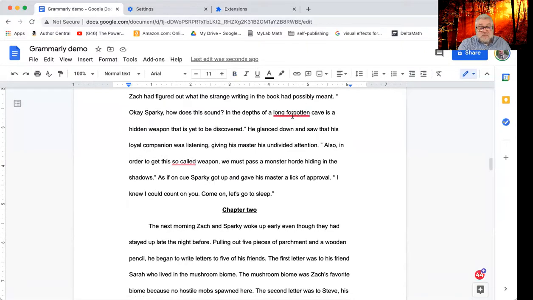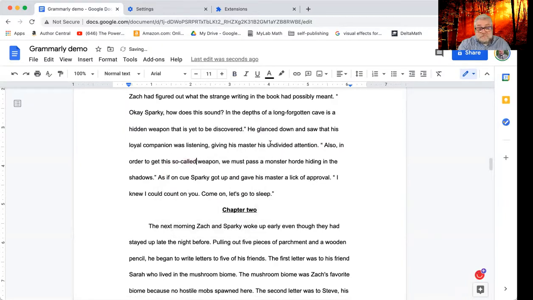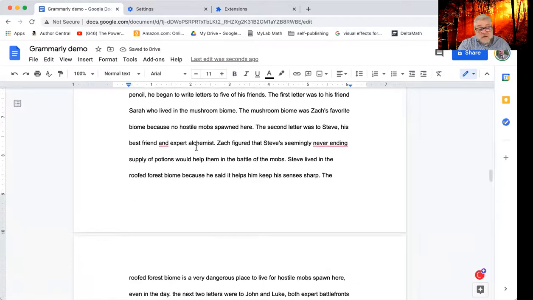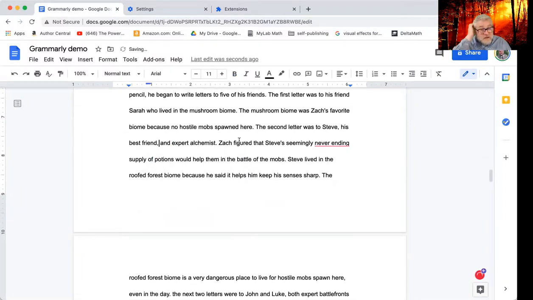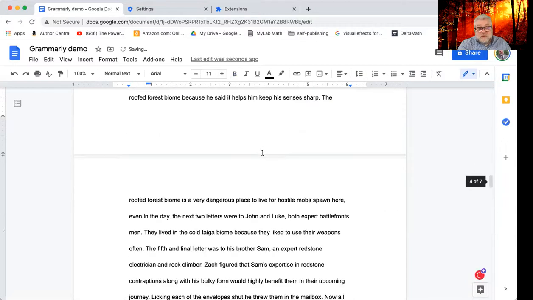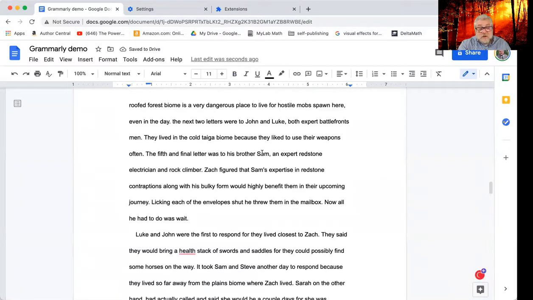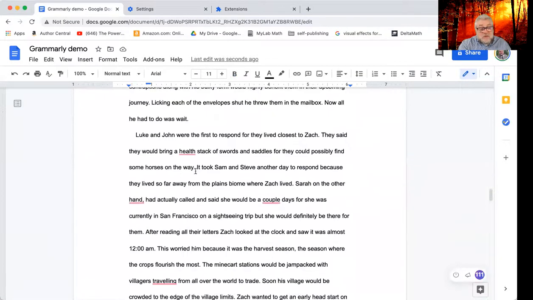In the depths of the long forgotten is, well, again, one of those hyphenated things. This so-called hyphenated. And I have found that when I look at these, comma, frequently, I'm not really sure what the right way to do it is. And so I will usually trust Grammarly, because I bet the people that made Grammarly know a whole lot more about grammar than I do.